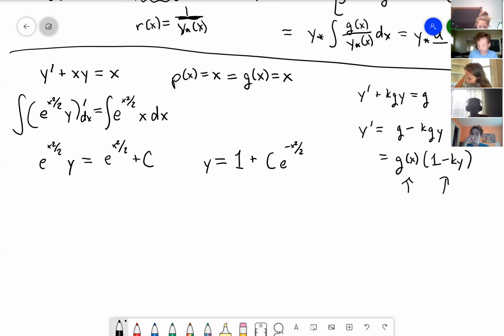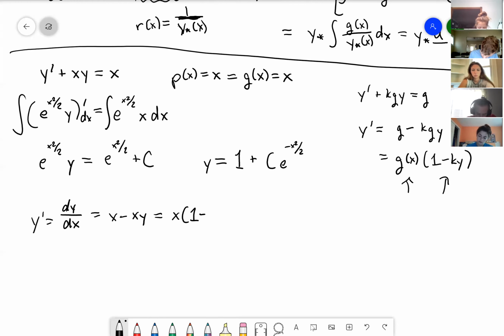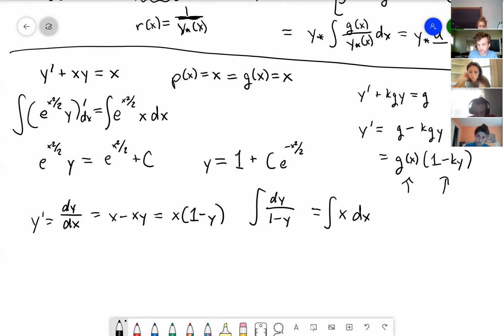So we could have solved this just using a separable equation or separable ODE. I'm going to do that really quickly just to confirm that we get the same answer. We have y prime, which I'll write as dy dx for the sake of easy separable equation solving. If I subtract this over to the other side, I get x minus xy, which is equal to x times 1 minus y. And I can rewrite this as dy over 1 minus y is equal to x dx. Integrating both sides, over here I get the natural log of the absolute value of 1 minus y, and on this side I get x squared over 2. I'll go ahead and include the constant there.